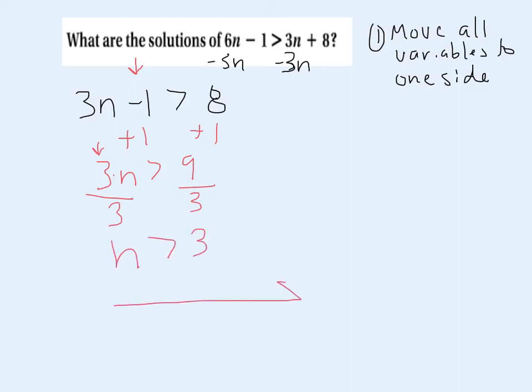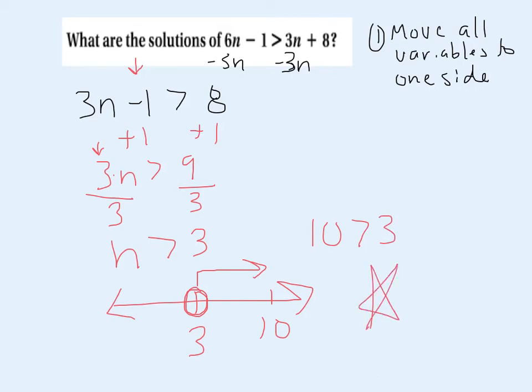So if I'm going to graph this, my point is at 3. It's going to be an open circle because there's no line, and it's going to be pointing to the right because n is getting greater than 3. If I want to test that, I'm going to plug 10 in. Is 10 greater than 3? It sure is. So that's a star effort.